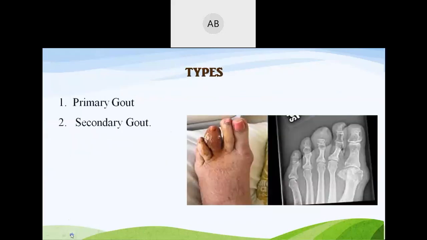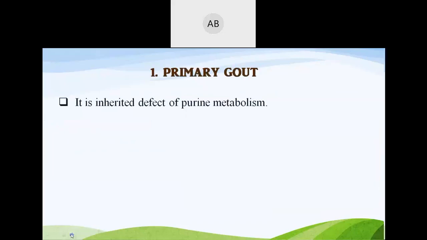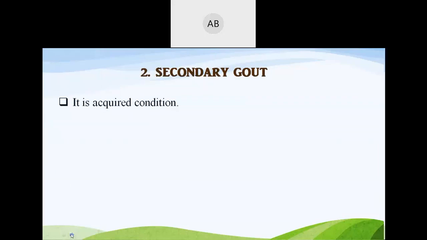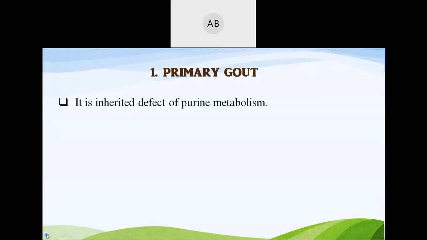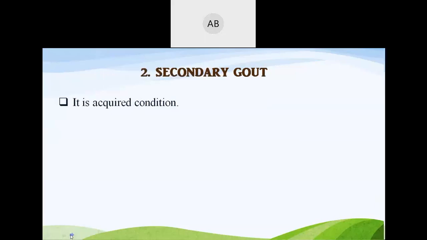There are two types of gout, primary gout and secondary gout. Now primary gout is inherited. Inherited in the sense, usually it is got from the genetics, isn't it? So it is inherited, and mainly it is because of a problem in the protein or purine metabolism. While secondary is acquired in the later stages of life because of some other problems. Okay, so there are two types of gout. Inherited is mainly from family history or because of genetics, while secondary is acquired in the later period of life.